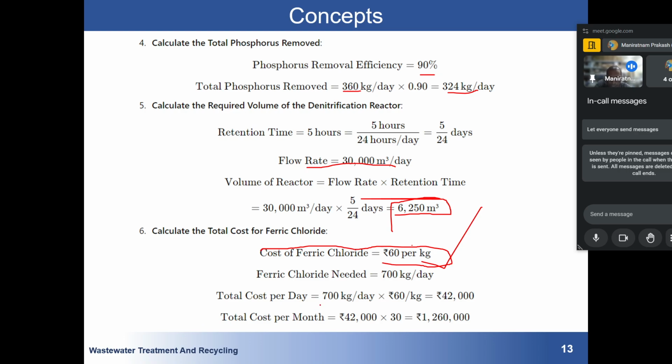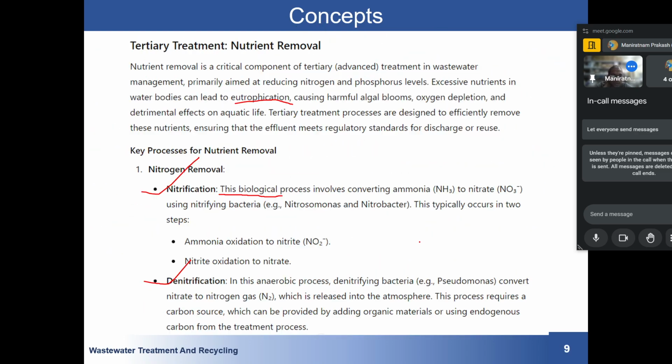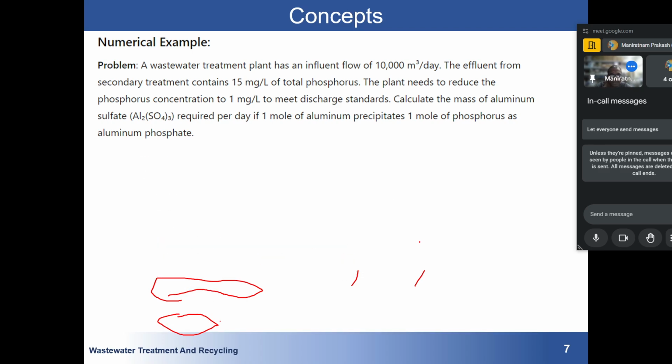So the total cost per day is this much, and the total cost per month can be this. So this was just a simple multiplication question. The real question could be this thing. You see, in this question I have asked to calculate the amount of aluminum sulfate required. And this question was also easy, that see this much water is coming, this much phosphorus is coming.